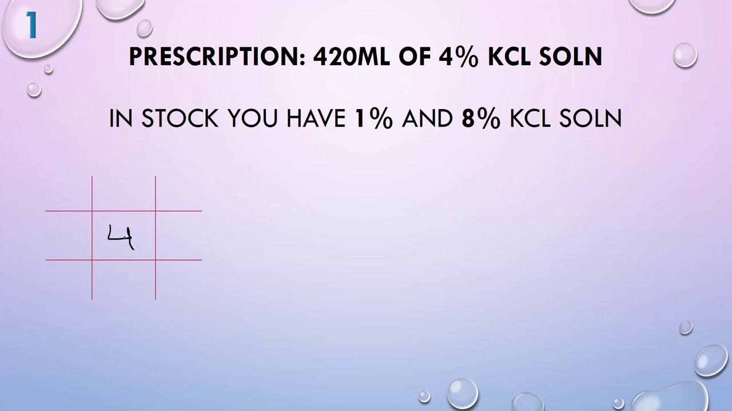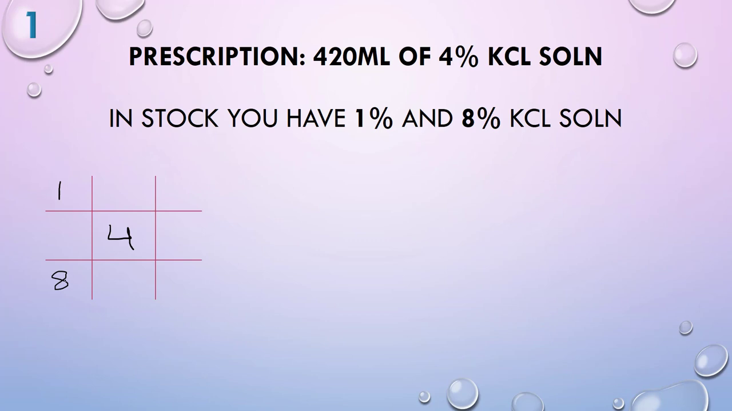So we're after 4%. We write what we have in stock on the leftmost column of our tic-tac-toe table. So we have 1% in stock and 8% in stock. It doesn't matter where you put these numbers as long as one is in the upper left-hand corner and one's in the lower left-hand corner. The next thing we do is cross-subtract.